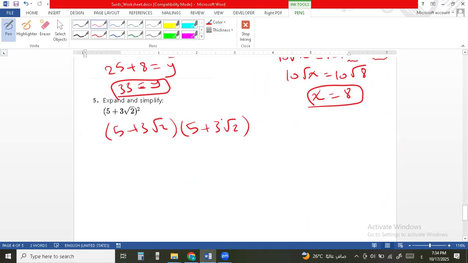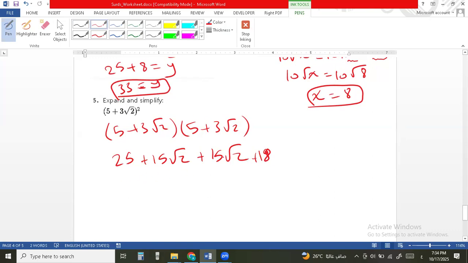First by first, first by second, second by first, second by second. First by first is 25, then 15 root of 2, then 15 root of 2, then 9 times 2, which is 18. 3 times 3 is 9, root of 2 times root of 2 is 2, so 9 times 2 is 18.